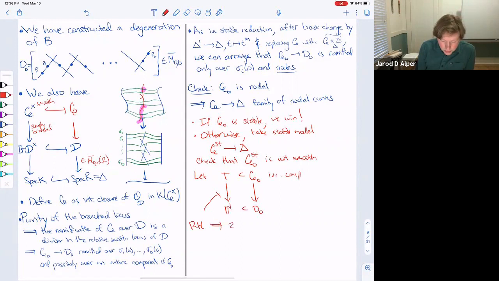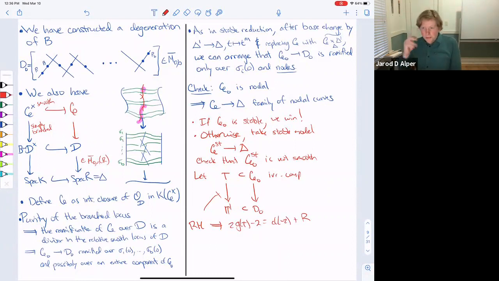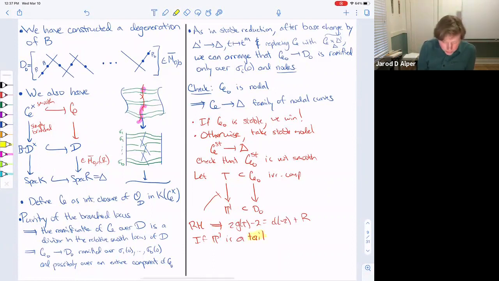Riemann-Hurwitz tells us that 2 times the genus of T minus 2 equals the degree times minus 2 plus the ramification locus. And there are 2 things that can happen depending on which P1 it is. In the first case, if the P1 is a tail, meaning it could be this one, then there's only one node, and there are 2 branch points, like 2 of the green lines intersecting it. And so we know that the ramification is less than or equal to 2 plus, since it could be fully ramified over the node, d minus 1.